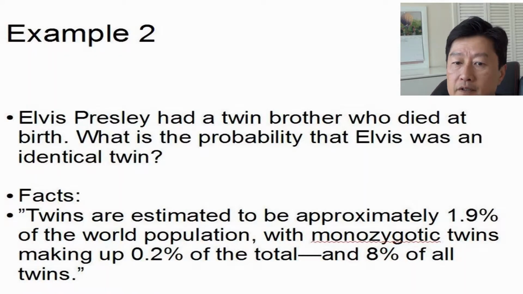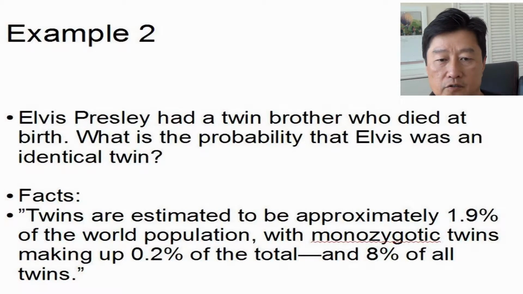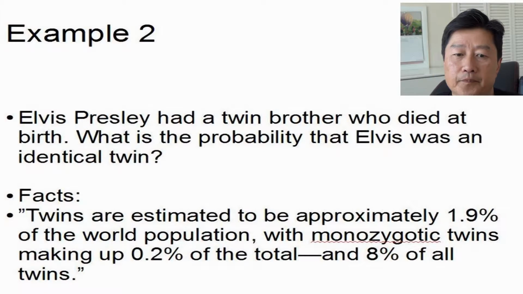I know this is a sensitive topic for a lot of people. This more enlightening topic is from Allen Downey, my favorite Bayesian statistics author and professor. I read up on a lot of his books. In his blog, there is one particular question. Elvis Presley had a twin brother who died at birth. What is the probability that the brother of Elvis was an identical twin? Okay, very interesting story. I don't know whether Elvis is still alive to disclose it, but anyway, the facts.